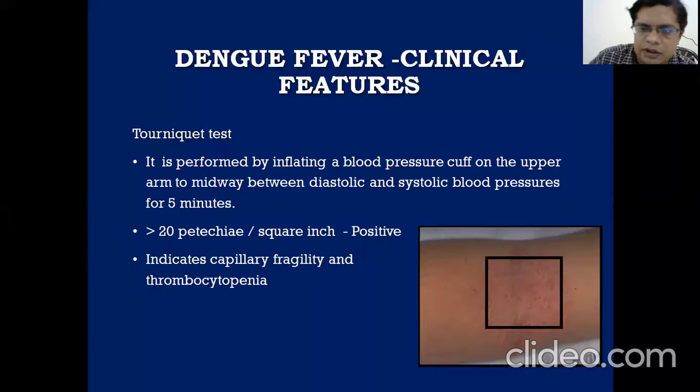As you can see in the picture, there are petechiae. They are to be measured in 1 inch square. If they're more than 20, then the tourniquet test is positive.